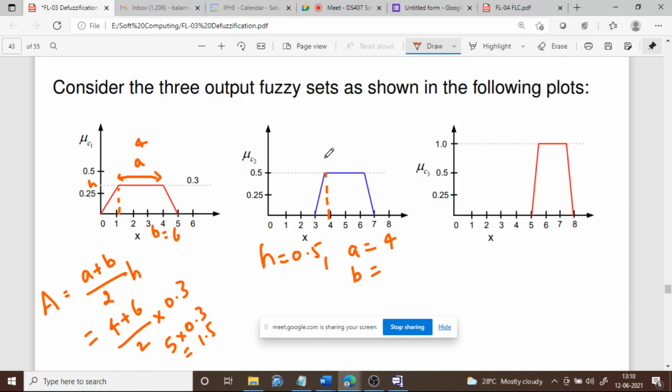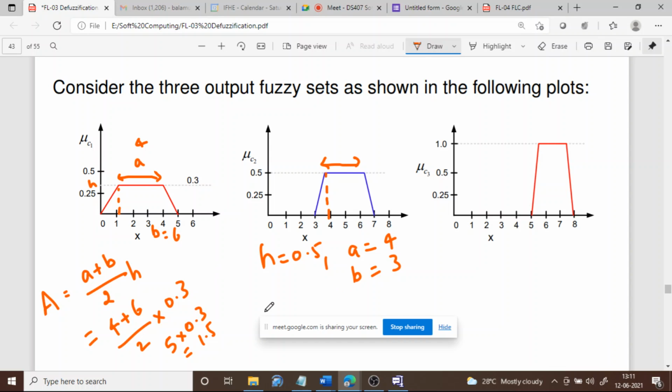B is the top width. This is B. What is the value of B? B is not 2. See, this is from here to here, 4 to 7. B is from 4 to 7. 4 to 7 is 3. Okay, now plug into the formula.